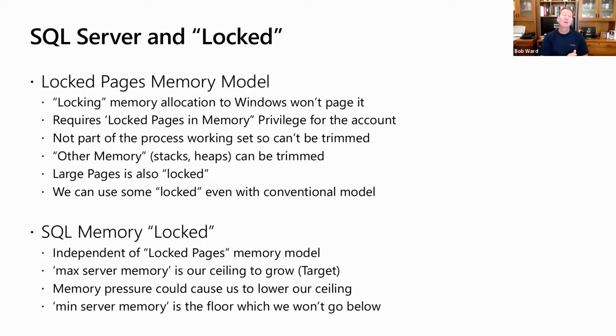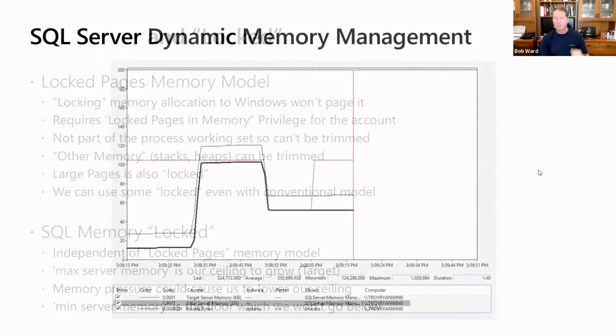We call the behavior of SQL trimming its own memory internal pressure. Internal pressure occurs because we've hit that ceiling and people still want to allocate more memory, and we have to start deciding what to trim to make sure we do not grow above the ceiling. That's the idea of internal pressure. We'll see a diagram in a second that'll help explain that. Actually, we'll see it now.